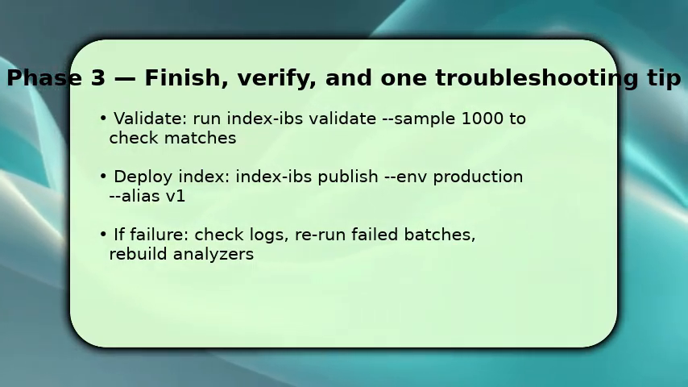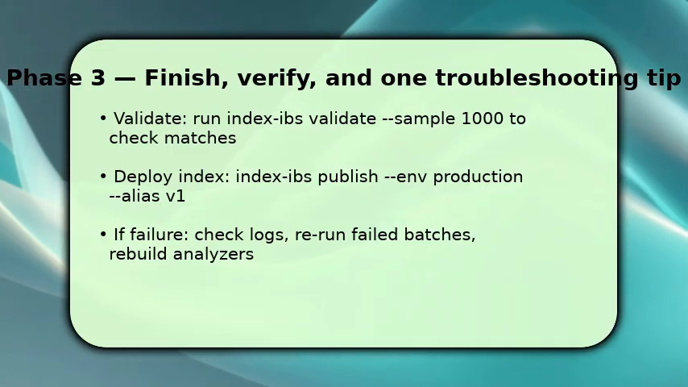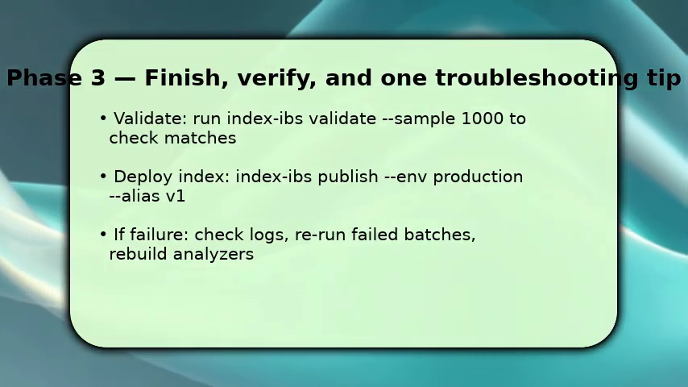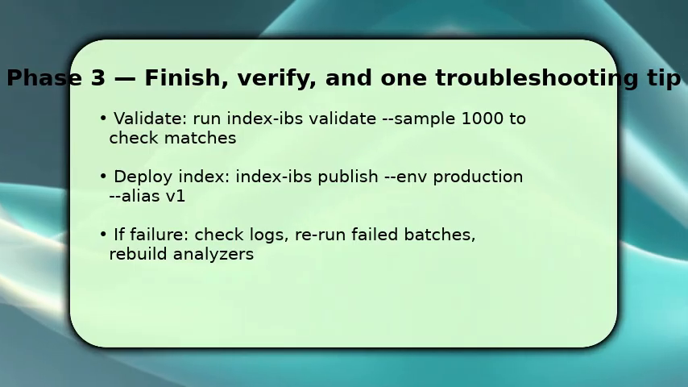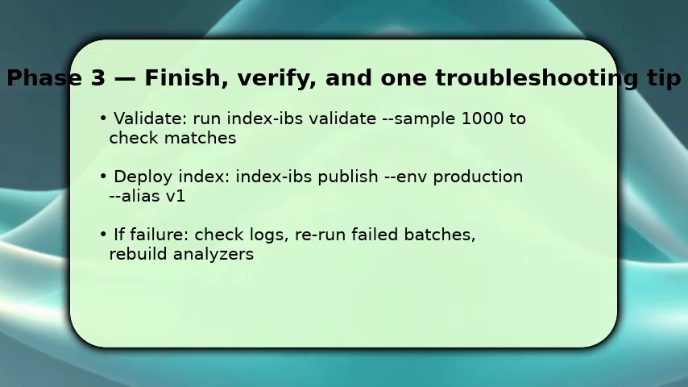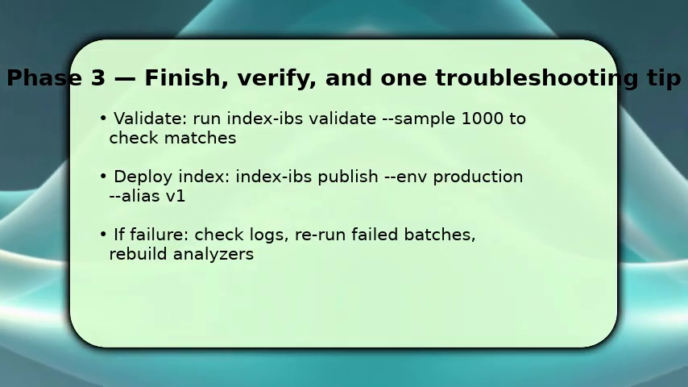If something goes wrong, inspect the logs for parsing errors, rerun only the failed batches, and rebuild analyzers if tokenization looks off, then re-ingest affected records. Finally, monitor live queries and be ready to revert the alias to the previous index.